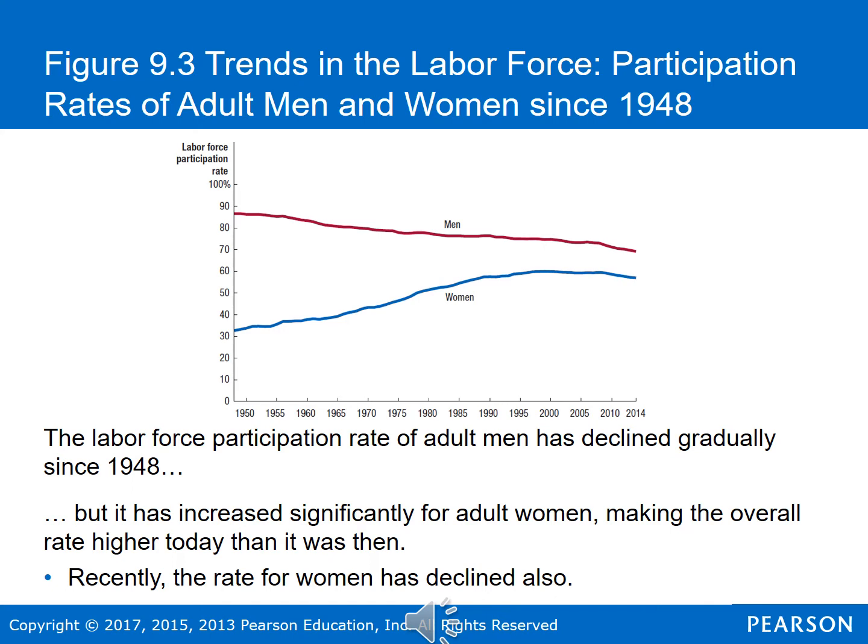So here we have the labor force participation rate since 1948, and it's broken down by gender, so we have men and women. Labor force participation rate for adult men has declined from almost 90% in 1950 to a little under 70% by 2014. But we've seen labor force participation rate for women increase pretty substantially from about 30% up to almost 60%. Although recently we've seen the labor force participation rate for women decline a little bit as well.